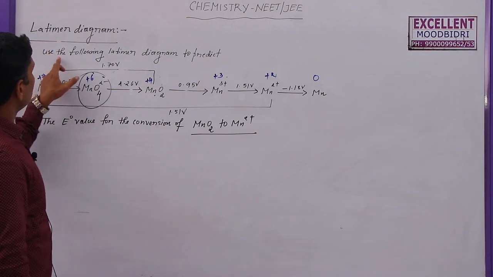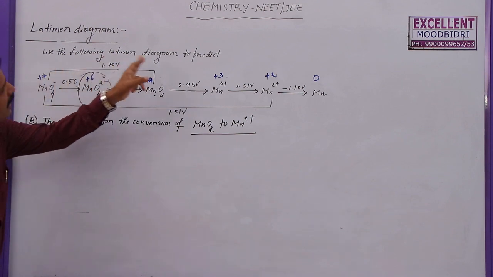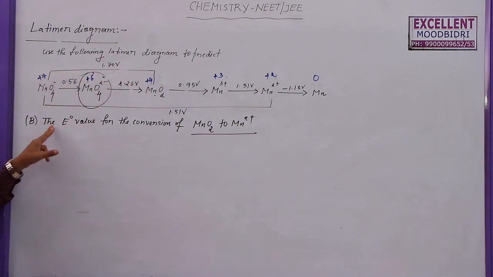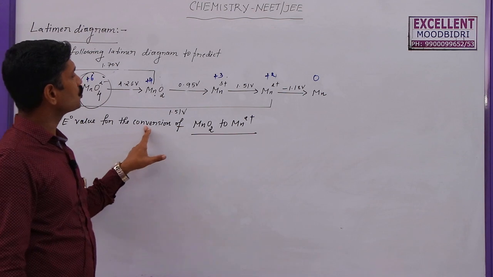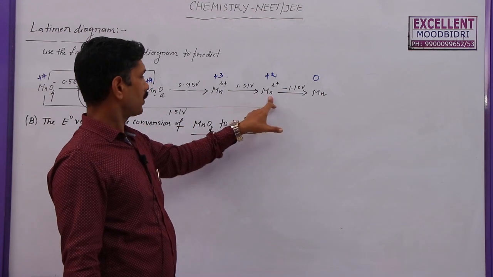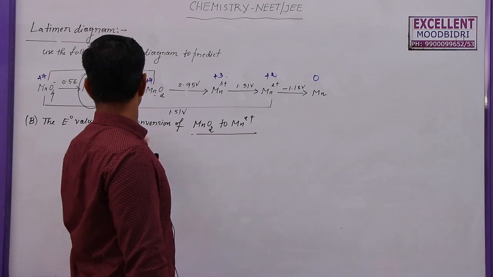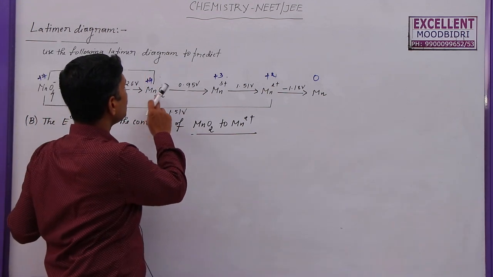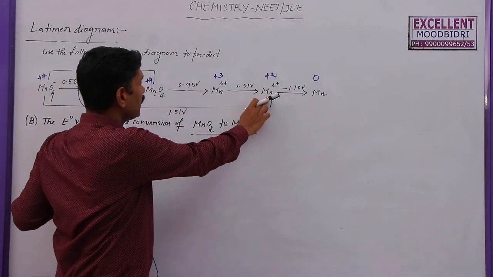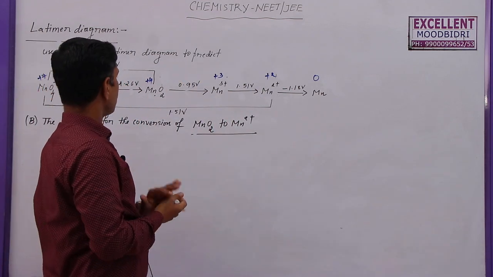In the same problem, I give one more question from the above problem. Use this Latimer diagram to predict the E0 value for the conversion of MnO2 to Mn2+. Okay, this is also an important question for competitive exams, especially for the GATE exams. So you find out the E0 value for the conversion of MnO2 to Mn2+. I already discussed the same type of problem, so I repeated here the same type of problem.